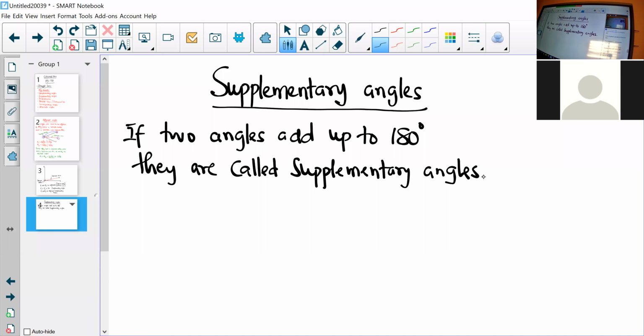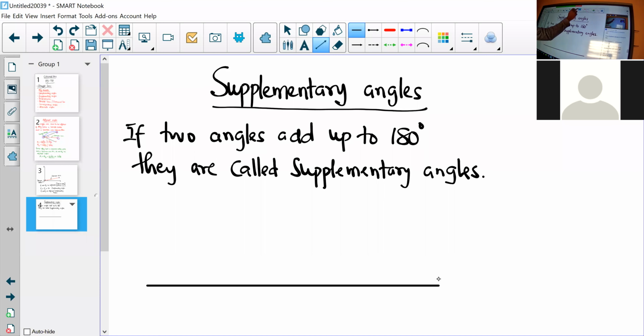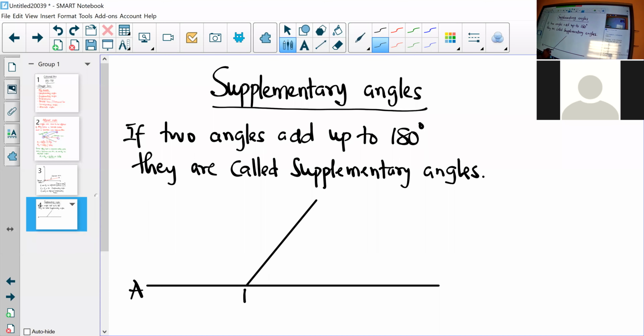Okay. So if two angles add up to 180 degrees, they are called supplementary angles. Is that okay? And we're still using straight lines. So I'm going to have a straight line here. Okay, so if I have this as A, B, C, and D, let's call this B1 and let's call this B2.